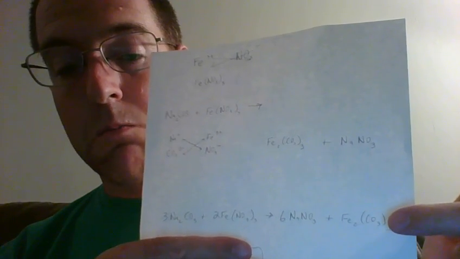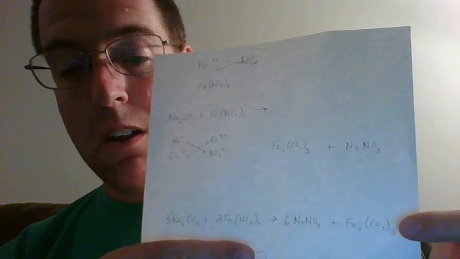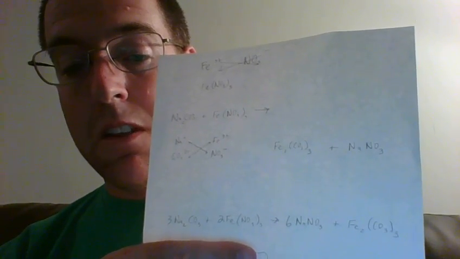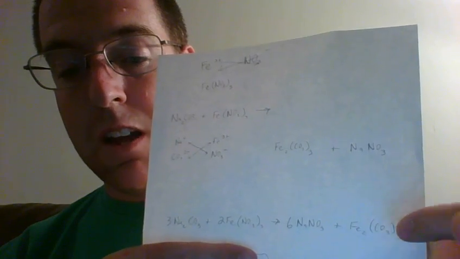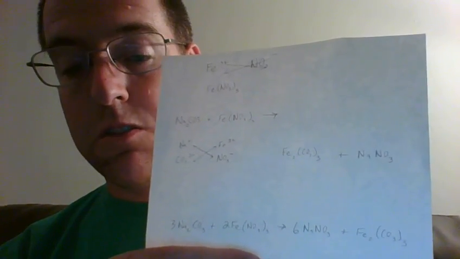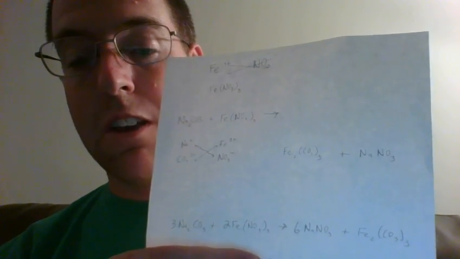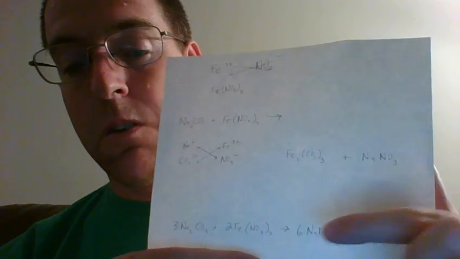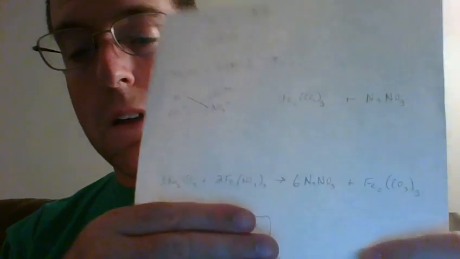In this case, most carbonates precipitate. Iron is not one of the exceptions, so this is our precipitated compound. Right? All nitrates are soluble, just across the board. Doesn't matter what nitrate it is, they're all soluble, so this one's soluble. We don't have to worry about that one. All right, so now we have our balanced equation.